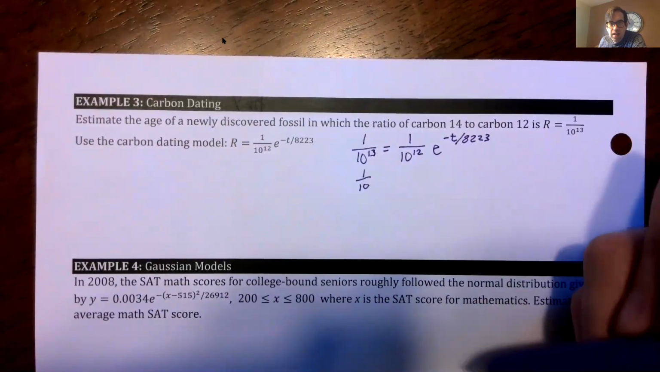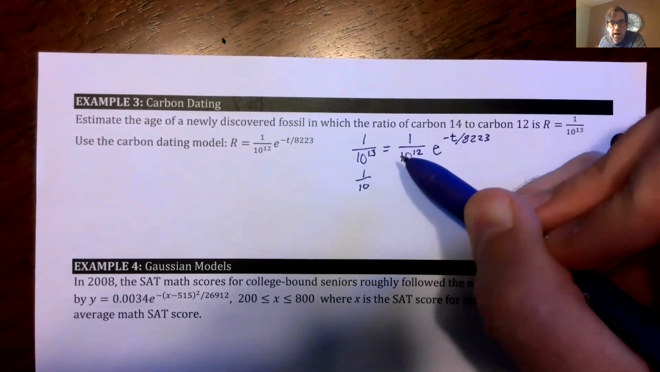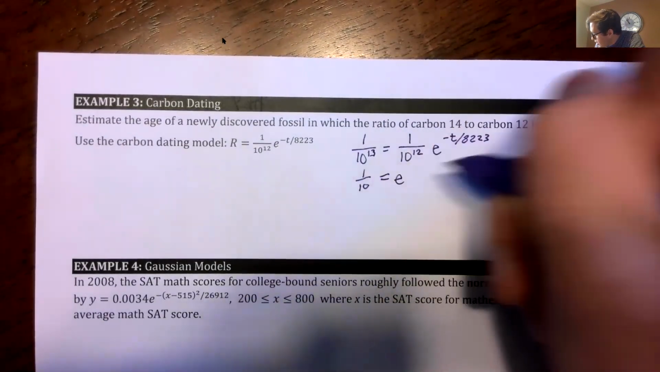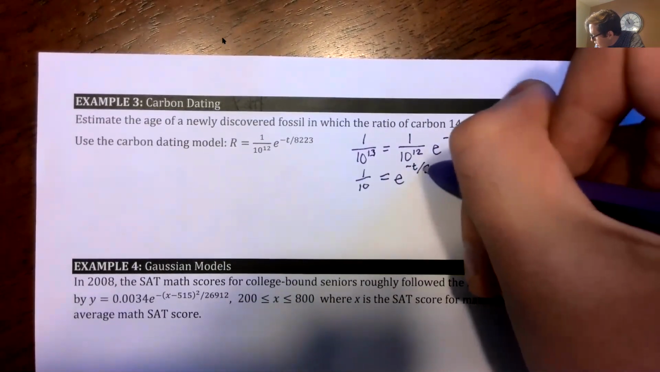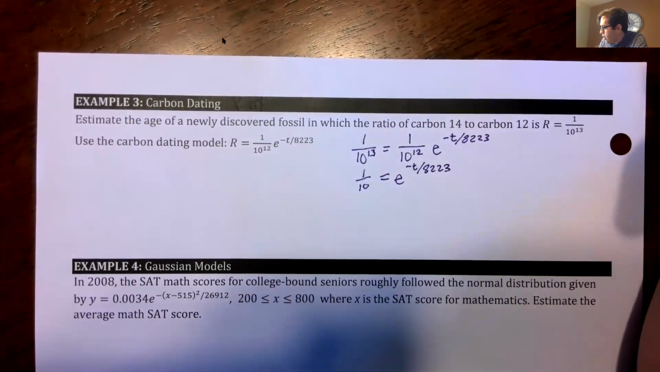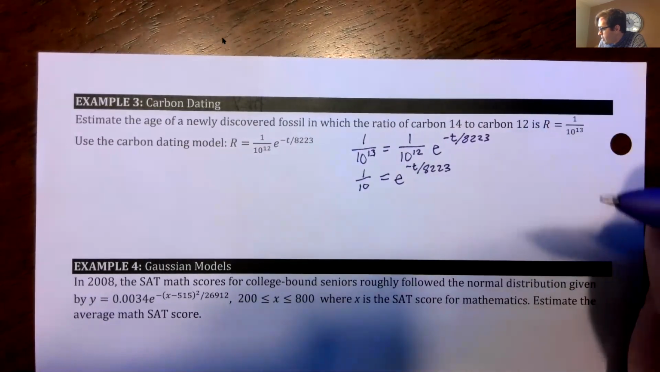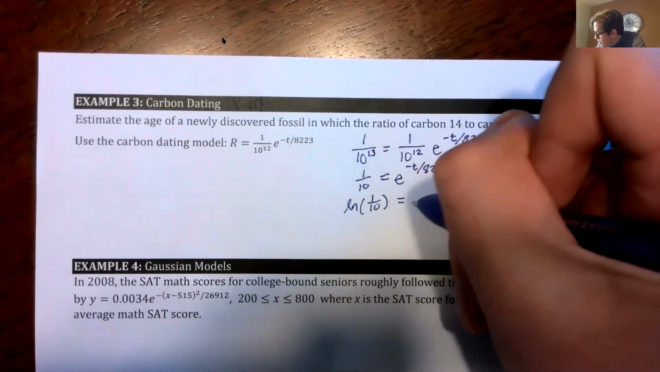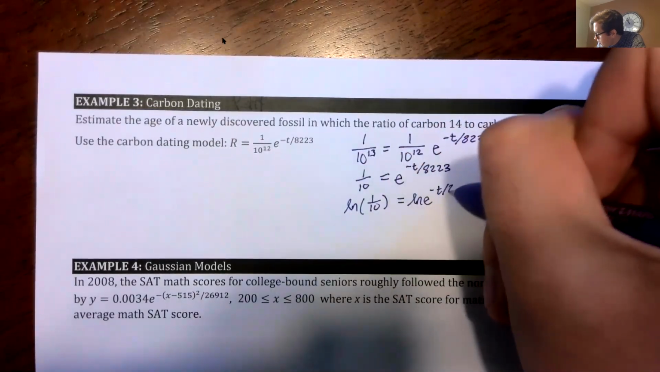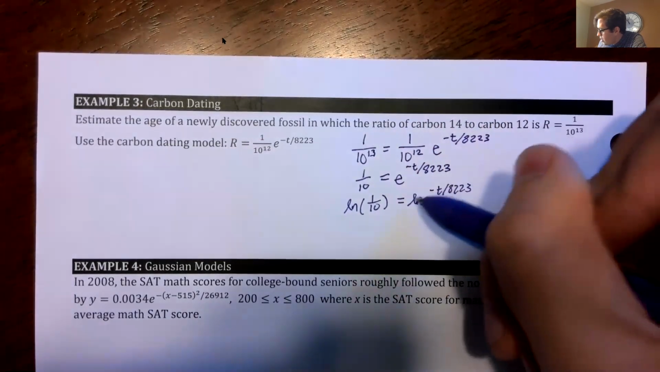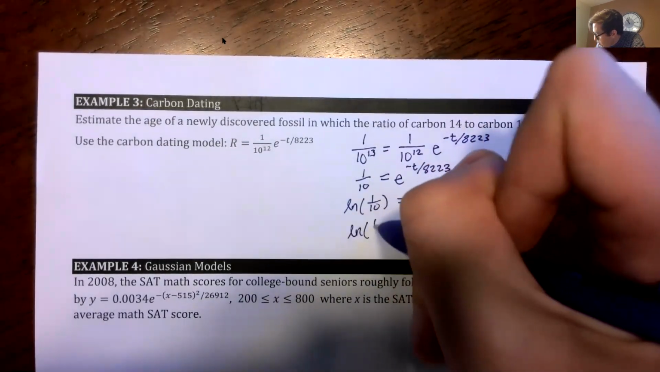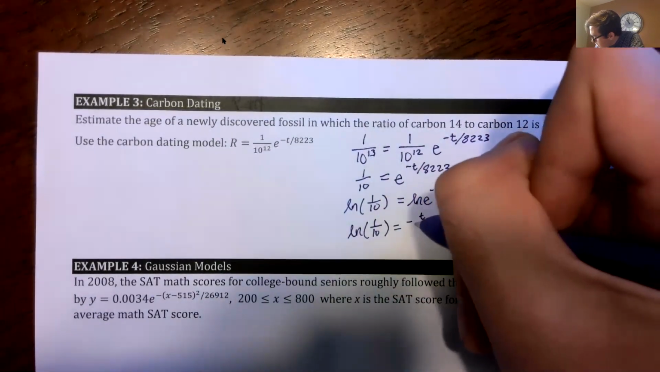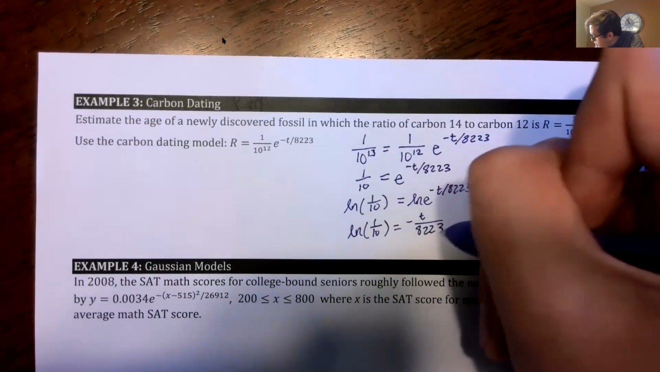I would probably want to use a calculator then, and I can figure this out pretty simply if I just think about what this is really talking about. So we got 1 over 10 equals e to the negative t over 8,223. Got to get that t isolated, so I'm going to take the natural log of both sides. That causes this to cancel, so I get natural log of 1/10 equals negative t over 8,223.